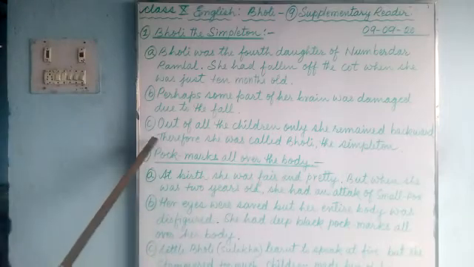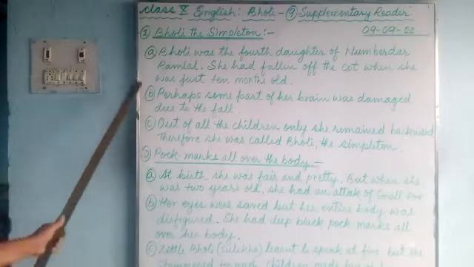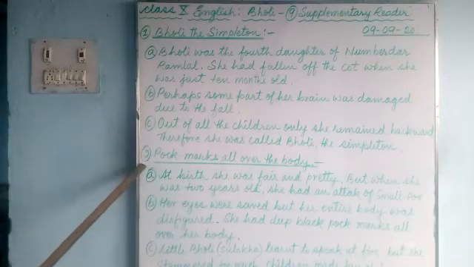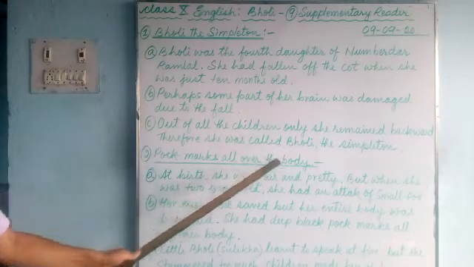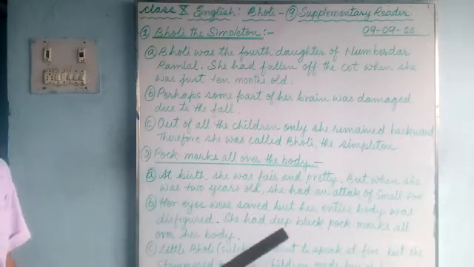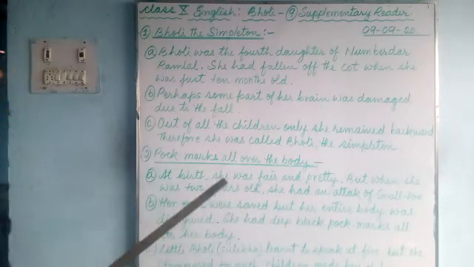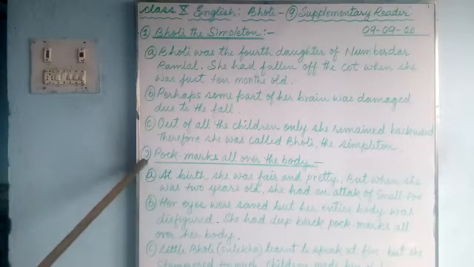Now this is A, B, C of number 1, Bholi the simpleton. Now, number 2, pox marks all over the body. She had pox marks all over the body, deep scars. Number 2 has been divided again into 3 parts.